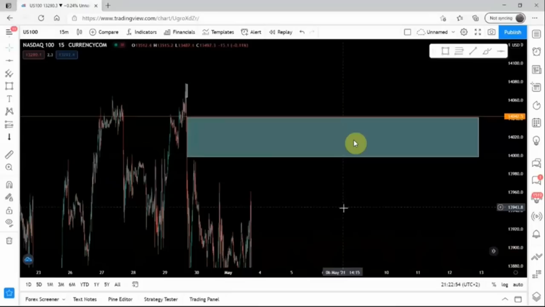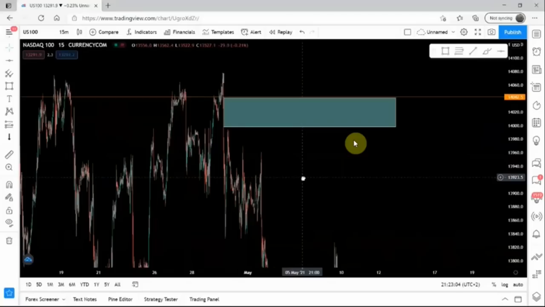So we automatically know, that's why I said they would come to 14,000, give or take, because anything above that is irrelevant to them. There's no imbalance. If they wanted to make the market fair, it would need to come to this level.